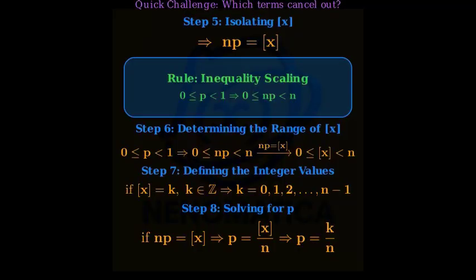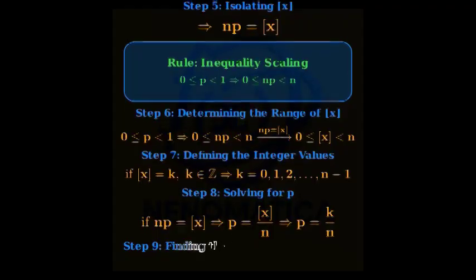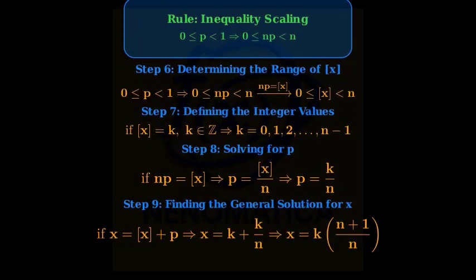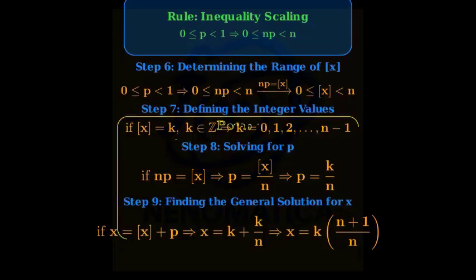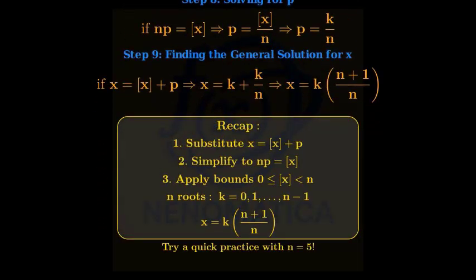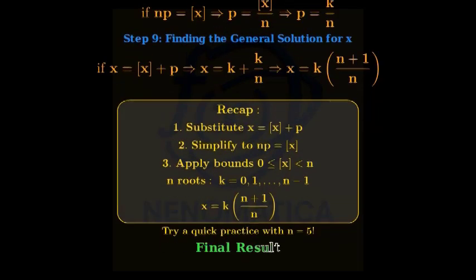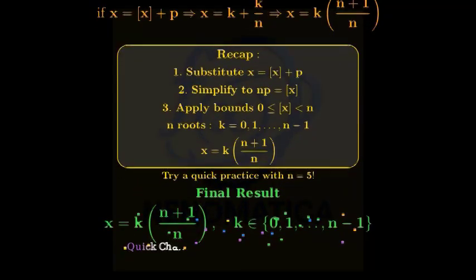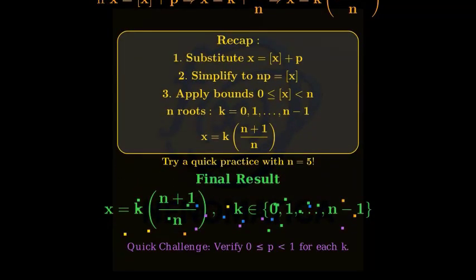Step 9. General solution for x. Write x equals floor of x plus p, which becomes k plus k over n, that is k times (n plus 1) over n. Summary. Recap the key ideas and the final family of roots. Final result. x equals k times (n plus 1) over n, where k is 0, 1, up to n minus 1. Quick challenge. Pause and verify that each k in the set produces a valid x with fractional part p between 0 and 1.